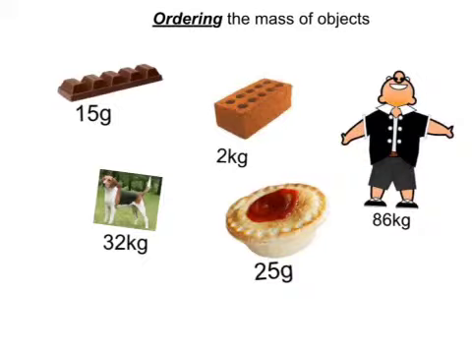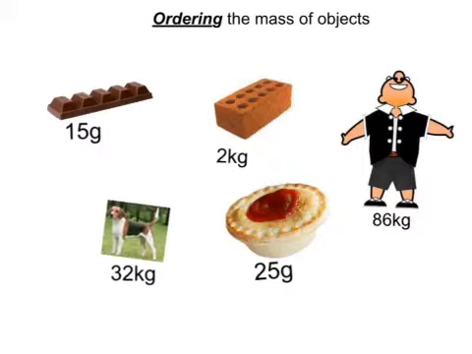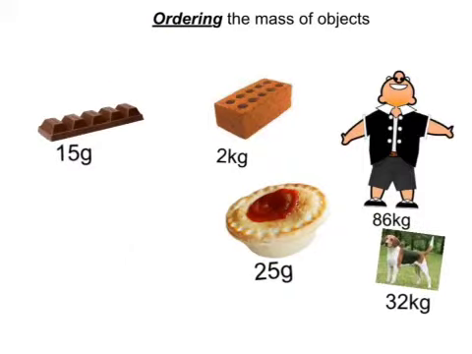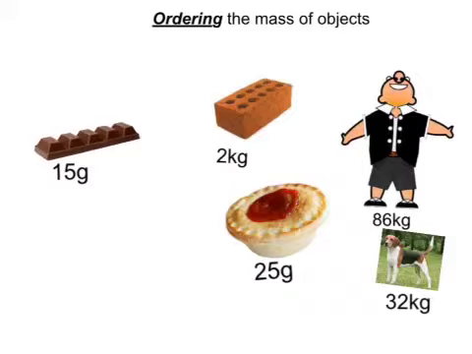Now what we're going to do with these items, we're going to order them according to their mass, from the least mass to the greatest mass. So I'm going to start with the item with the least mass on this page. Now we spoke about it on the previous slide and we said that the least mass was this chocolate bar over here for 15 grams. So I'm just going to rearrange a few different things and pop that here because it has the least mass.